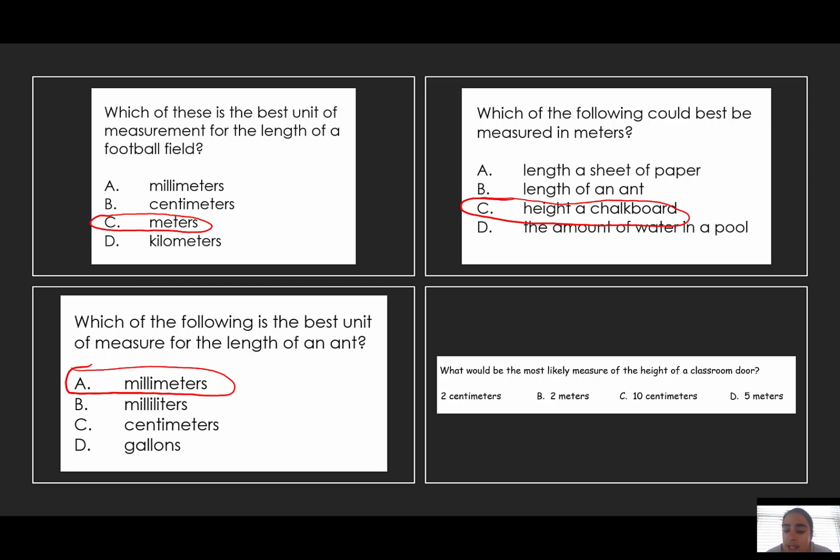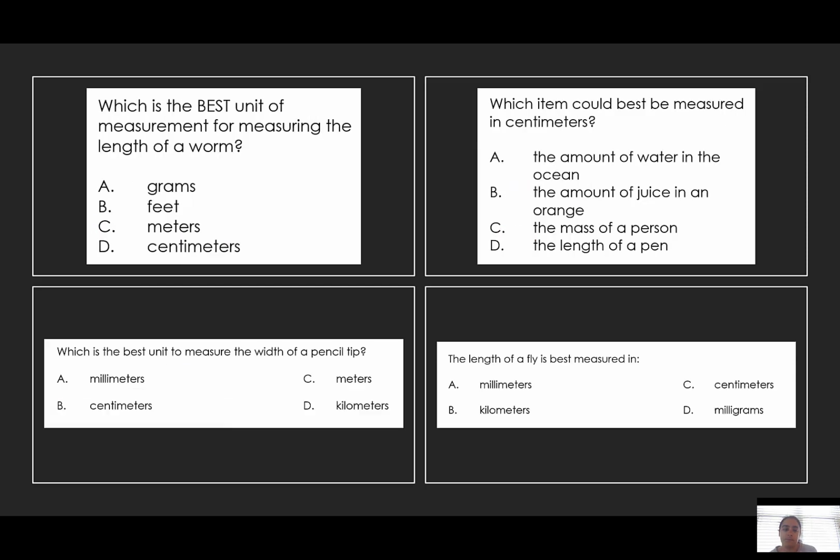What would be the most likely measure of the height of a classroom door? Think about how much a meter was when I showed you before. I would say the height of a classroom door is about 2 meters. The centimeters are way too small. 5 meters, I think, is too tall.